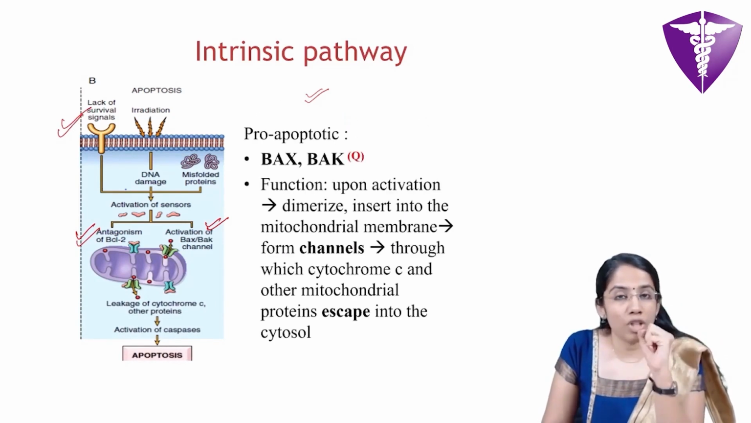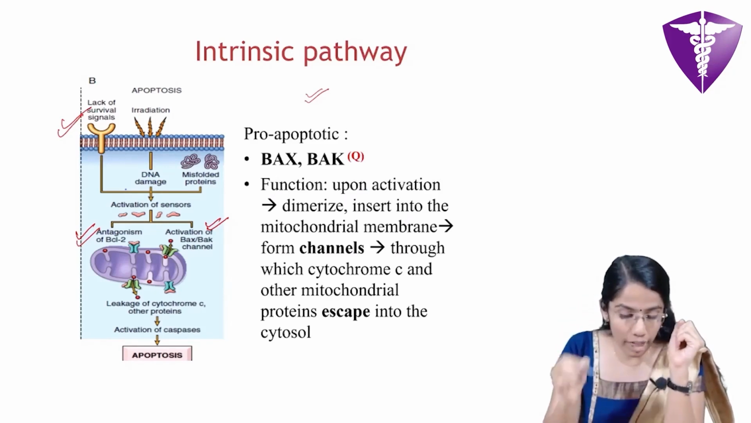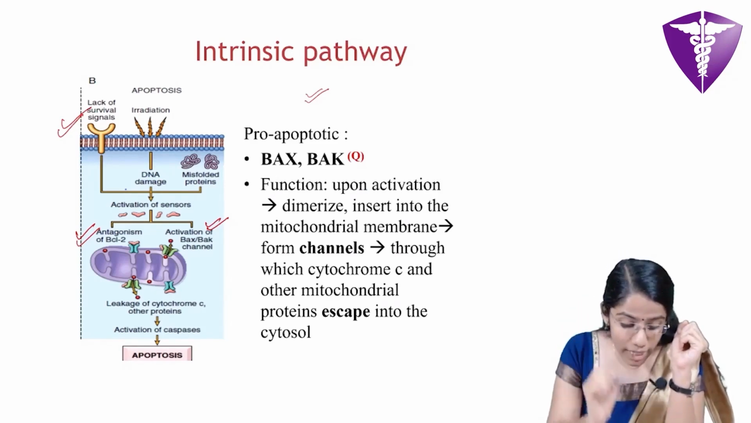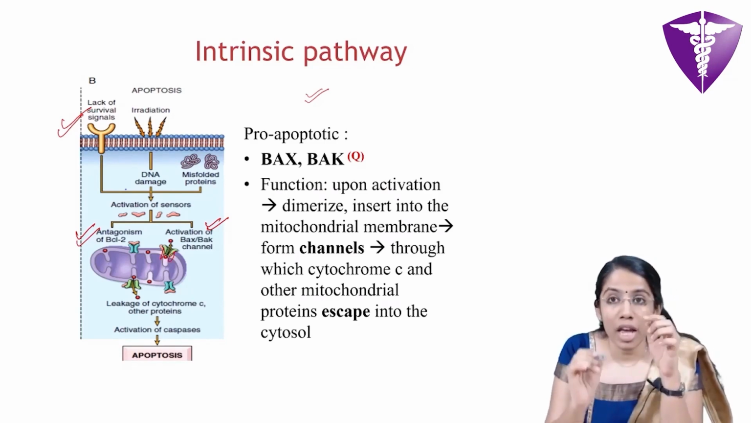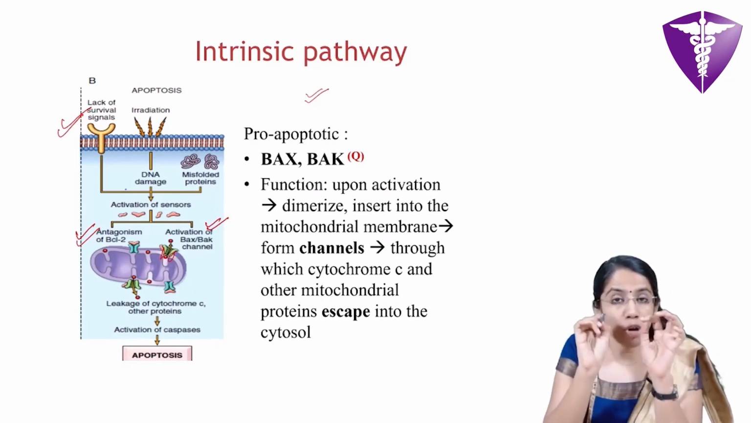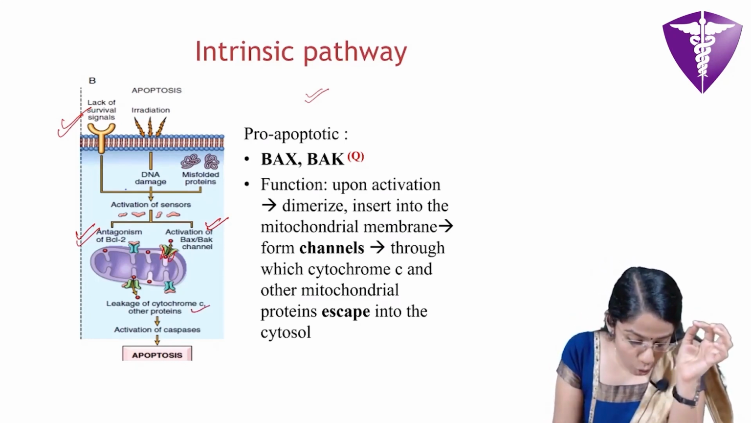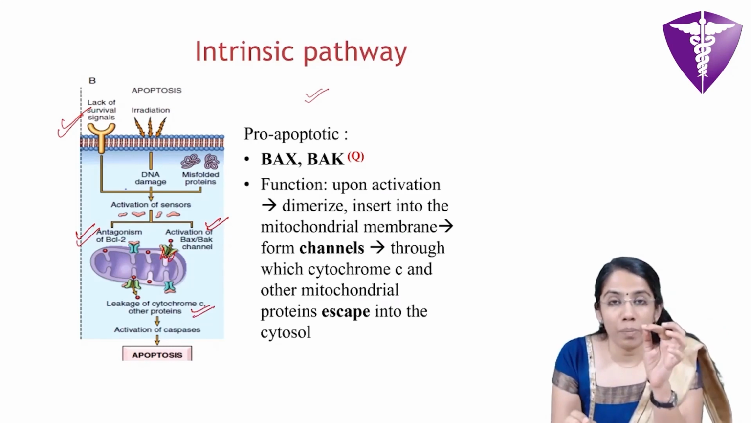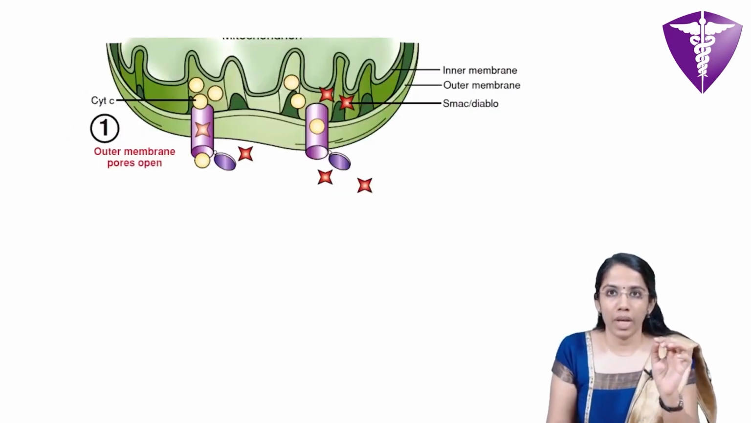There occurs activation of the sensors. Then the pro-apoptotic proteins become active. When these become active, they dimerize, form dimers, then insert into the mitochondrial membrane and form a channel through which cytochrome C leaks out. And when this leaks out, we'll see what happens.